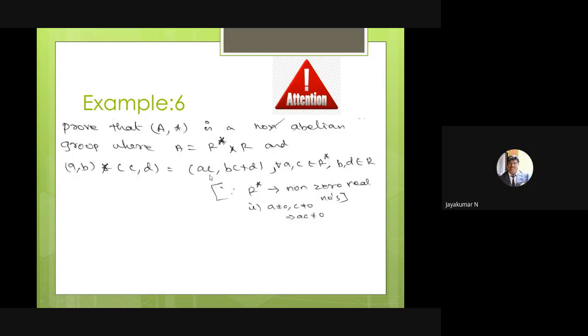So you have to verify the binary operation also. Here they define it like this, but you have to justify whether it's binary or not. If it is binary, the first element cannot be 0, and the second element belongs to R, the set of all real numbers. So AC cannot be 0, since A is non-zero and C is non-zero. So the given definition of binary operation is valid.